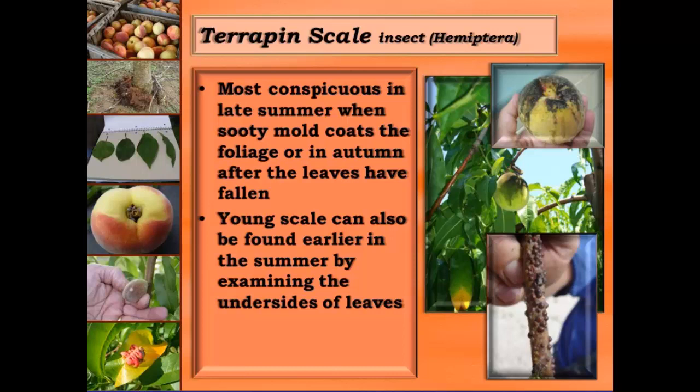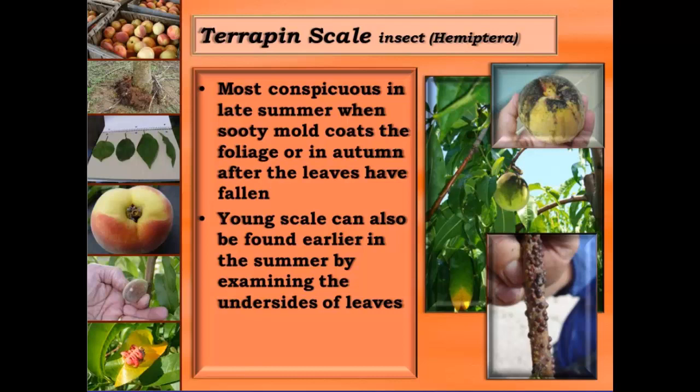That black is a secondary fungus that's growing on that sugar, and so really the control is to control the terrapin scale. This is not something that you would do fungicide applications for. So if you ever see something like this, like something's been poured over the top of your fruit, start looking for scale. This is a secondary fungal pathogen growing on that sugary substance.